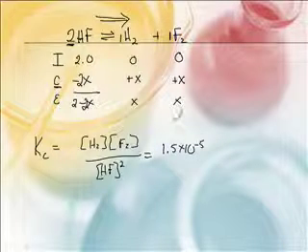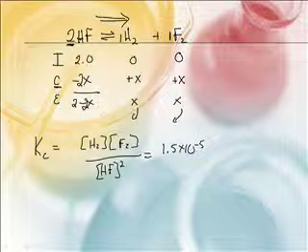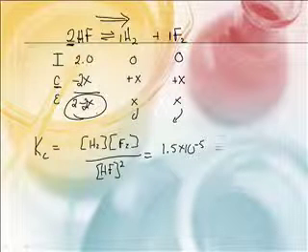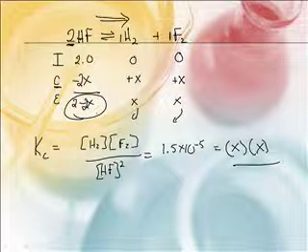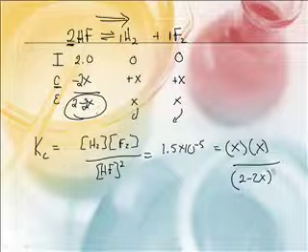Now I'm simply going to plug in my x values into the appropriate thing. So just plug and chug. This will be x times x over 2 minus 2x, 2 minus 2x squared. Now I want to find x. Yep, now we've got to do some algebra.